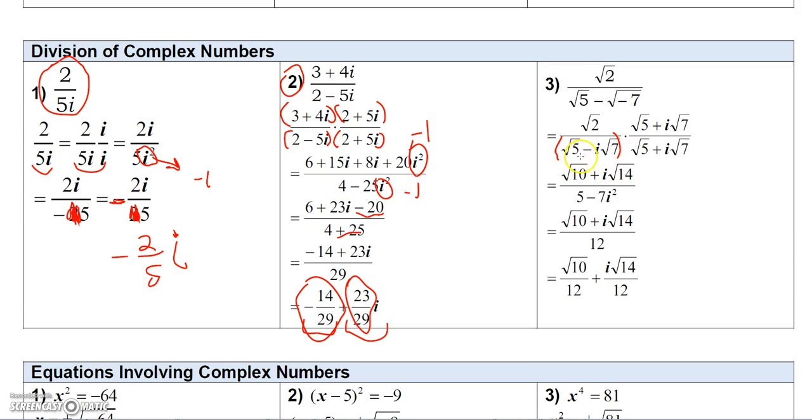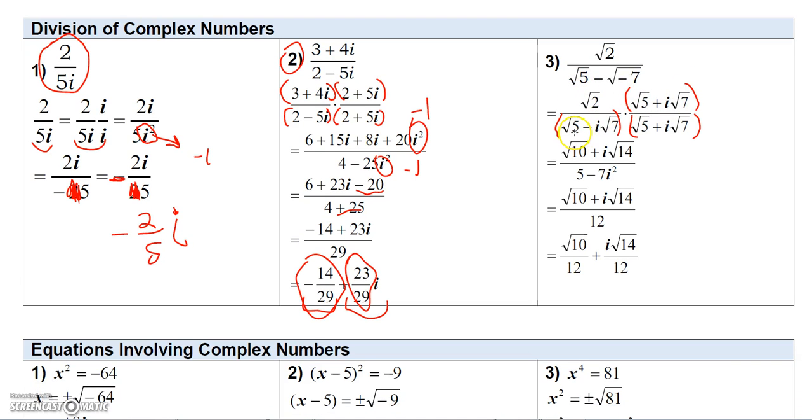So to eliminate the i from the denominator, I've got to multiply by the conjugate, which would basically be the same thing except the sign would be opposite. So since this is square root of 5 minus i square root of 7, I'm going to multiply it by square root of 5 plus i square root of 7. And I also have to multiply the numerator by that as well.